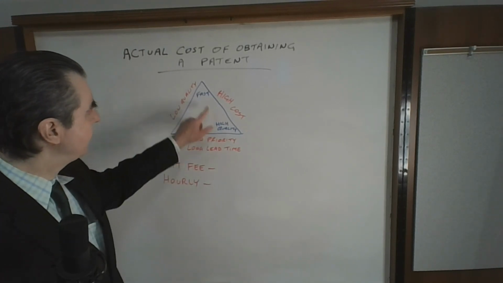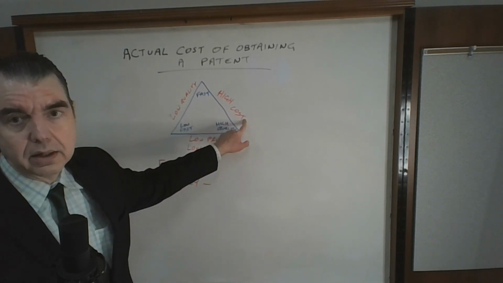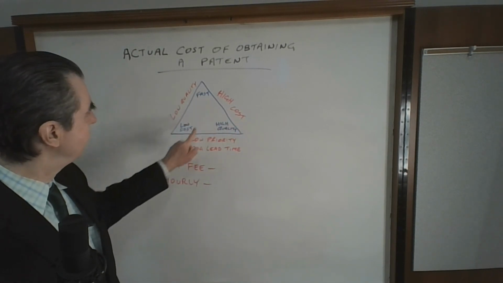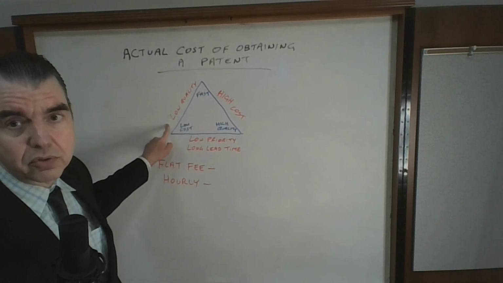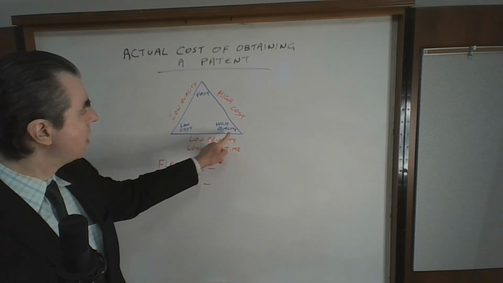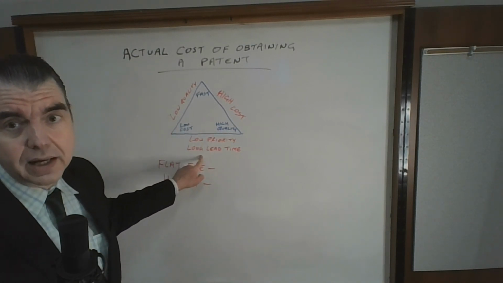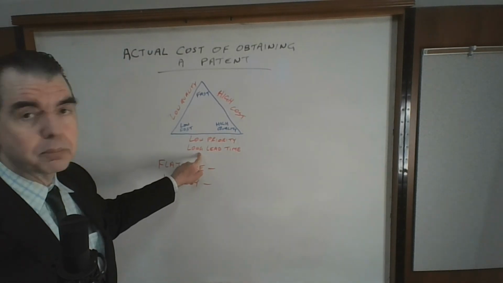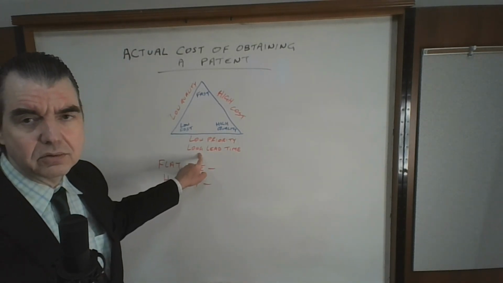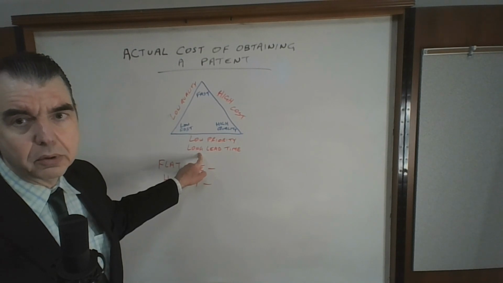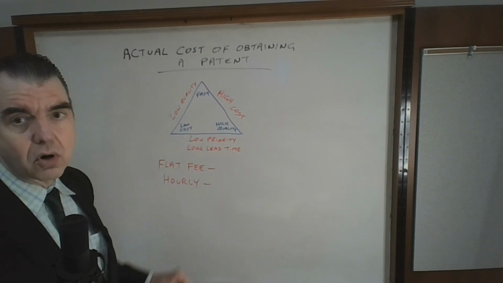If you choose fast and high quality, you're going to end up with high cost. If you choose fast and low cost, you're going to end up with low quality. And if you choose low cost and high quality, you're going to get it done, but it's going to be low priority and probably have a very long lead time, because whoever's producing it isn't going to put a priority on it because of the cost factor.